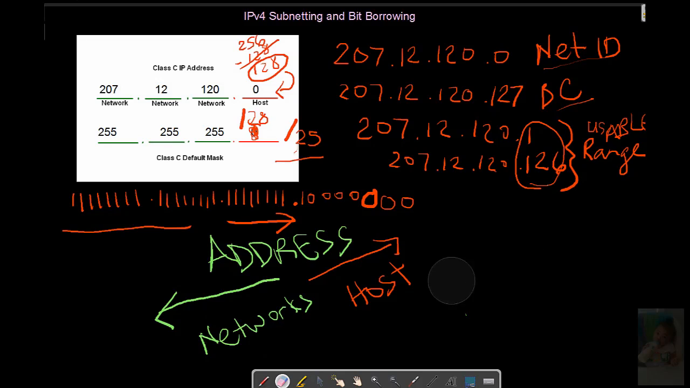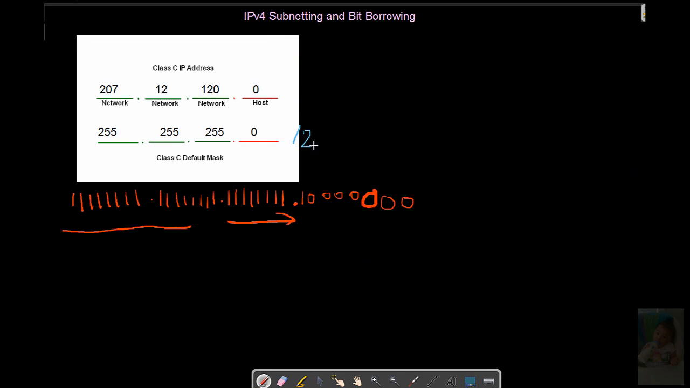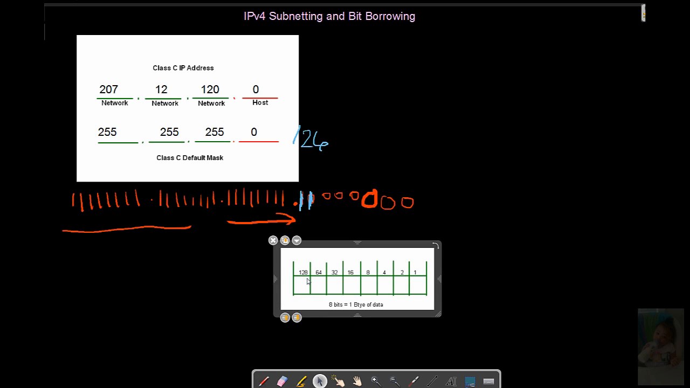Let's look at one more example. We're going to chop it one more time. We're going to go /26. Now remember, 8, 16, 24, 25, 26. We have borrowed these 2 bits. Our mask value becomes what? Well, we have to add these up here. When we do, we turn this bit on and this bit on, the remaining bits are all off.